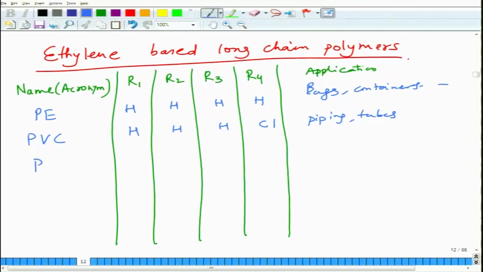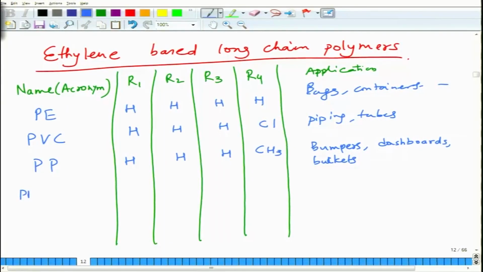Third one is polypropylene, which is PP. In this case, you have 3 groups as H, and the fourth one becomes CH3. Polypropylene is again a nice material which is used for things like dashboards in the car and bumpers. The bumpers are a little harder than polyethylene. Dashboards are also harder materials. Buckets and vessels are made of it wherever you require more hardness than polyethylene, and it does not contain chlorine. So PP is another form.